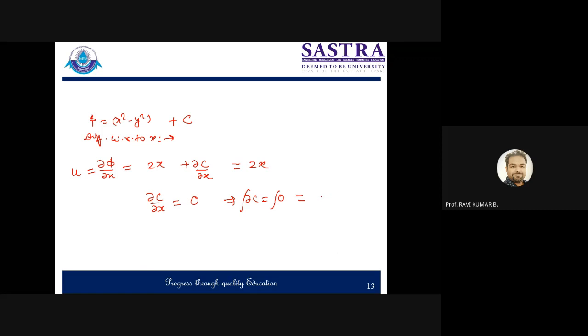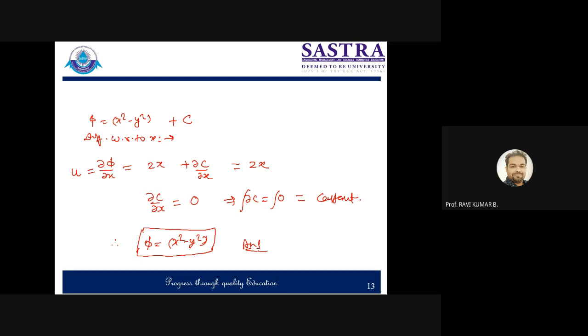If you do that, you are getting only a constant. So a constant is a constant, so there is no meaning of it. So directly you can say phi is basically nothing but x square minus y square. Just leave it over here, there is no meaning of the constant. The constant is not going to make any changes. So this is the final form of phi.